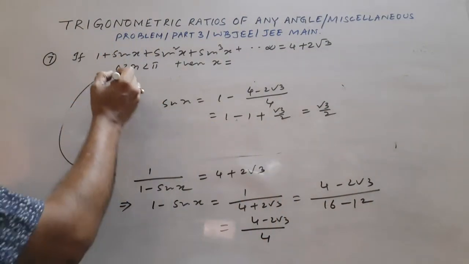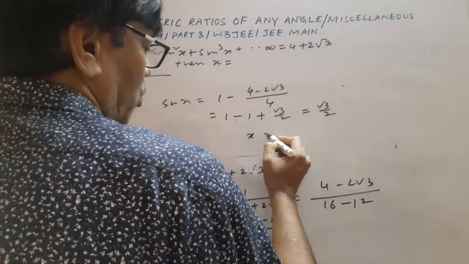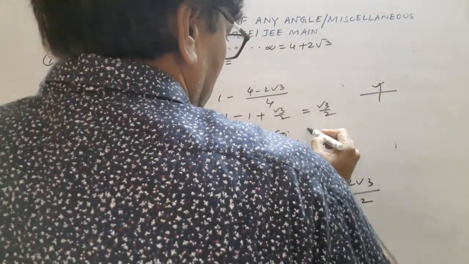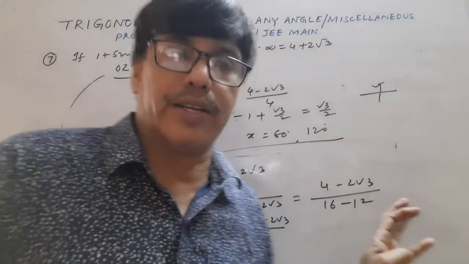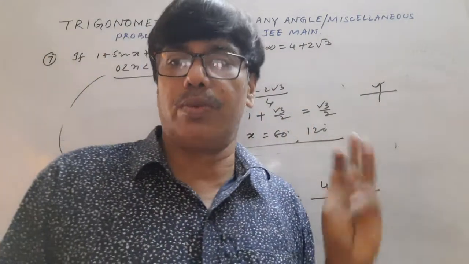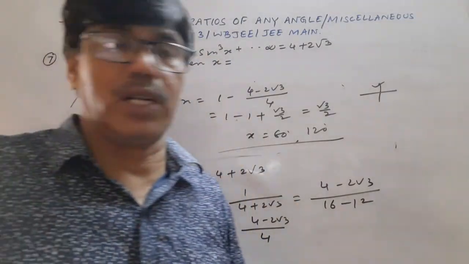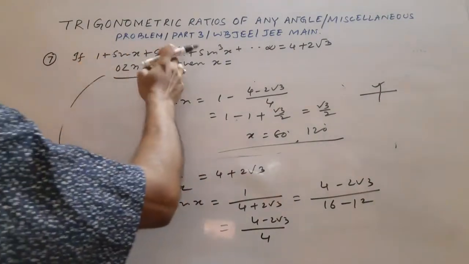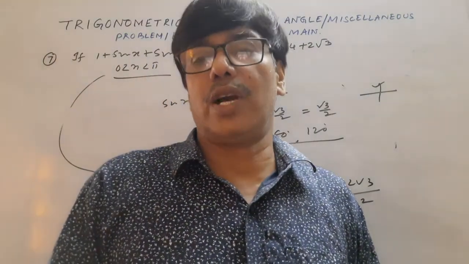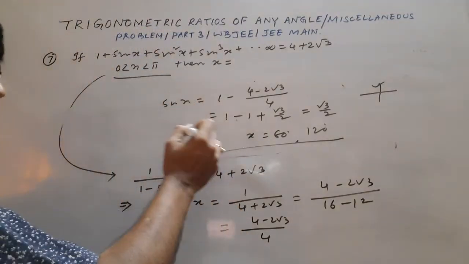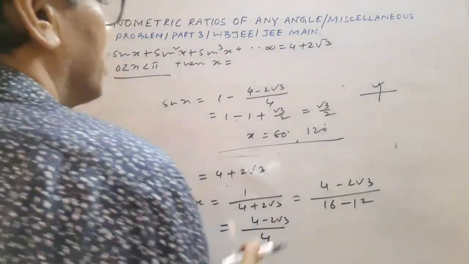Now it is given x is in 0 to pi. So it is 60 degrees. One value is 60 degrees, and in the second quadrant this is 120 degrees. Look at it again. You learn later, this is an infinite GP series. The value of an infinite GP series can be obtained when the common ratio lies between minus 1 to plus 1. Second term by first term, third term by second term, this is the common ratio. The common ratio is sin x, so it lies between minus 1 to plus 1. So we can use the formula of infinite GP series, 1 by 1 minus sin x, then solve for sin x, and you get x.